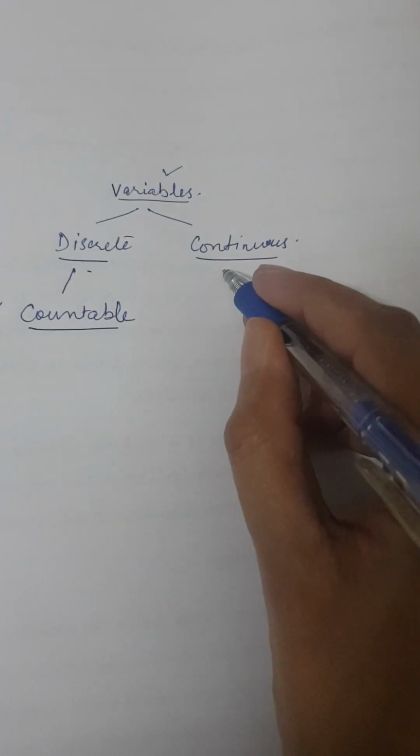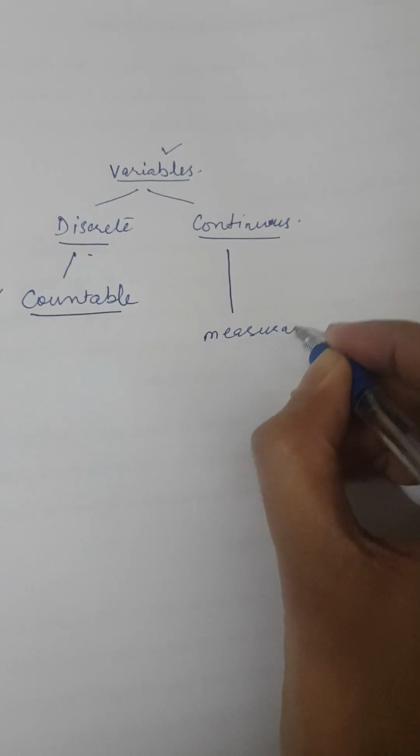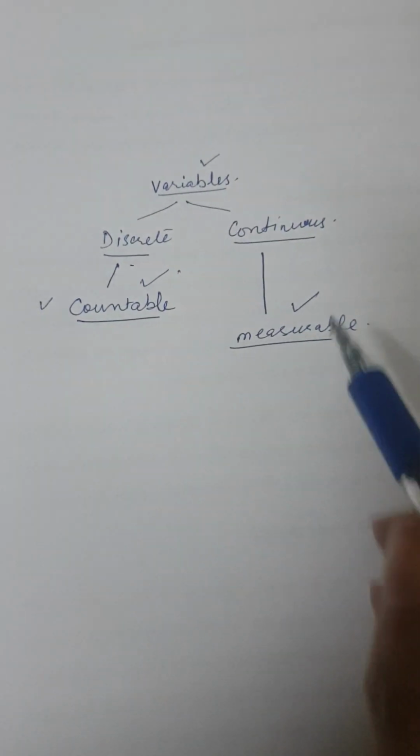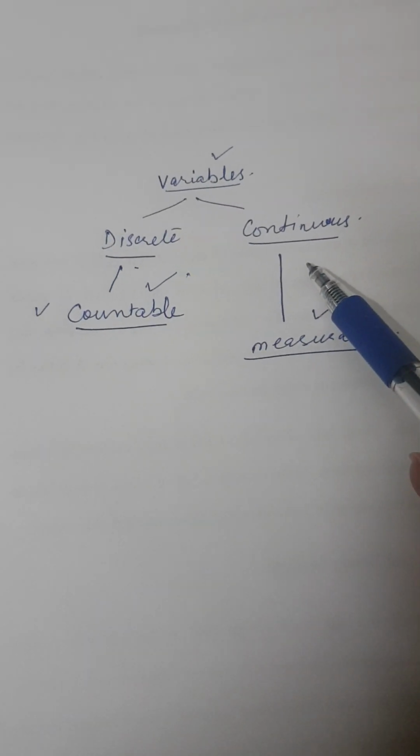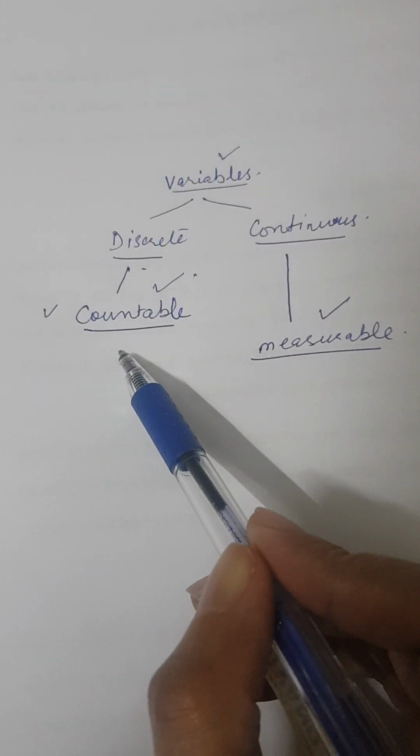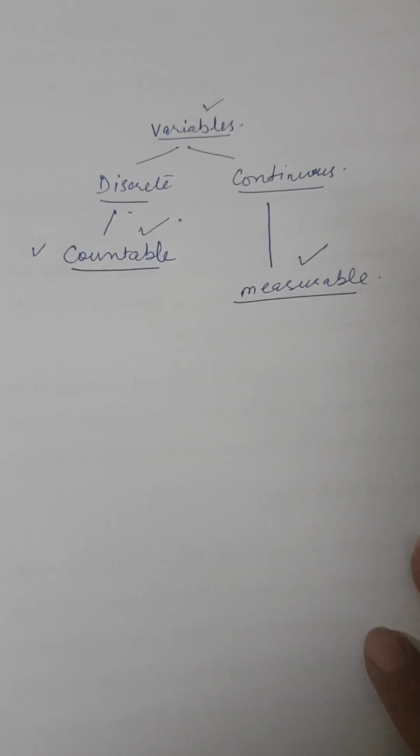And the continuous variables are all which are measurable. If you remember these two points, it will help you to identify them. So, the discrete variables and the continuous variables: how to identify them? The discrete variables are countable variables, while the continuous variables are measurable variables.